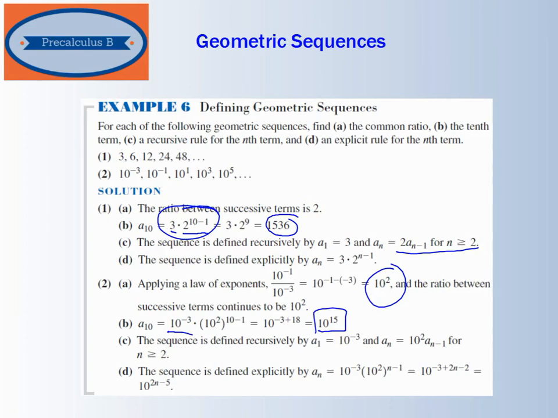The sequence we can define recursively by just saying the first term is 10 to the negative 3, and the nth term is just 10 squared, which was the ratio, times the previous term. So a sub n is going to equal 10 squared, which is r, times a sub n minus 1, which was the previous term, for all n greater than or equal to 2. And the explicit definition we get once again right here from the a sub 10. It's just that first term, 10 to the negative 3, times 10 squared raised to the n minus 1. We can then simplify our exponents, and we end up getting 10 to the 2n.